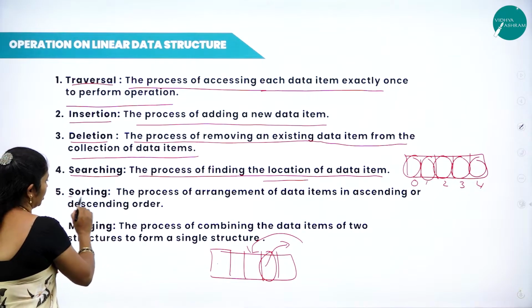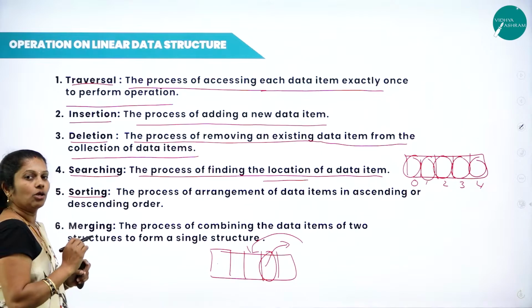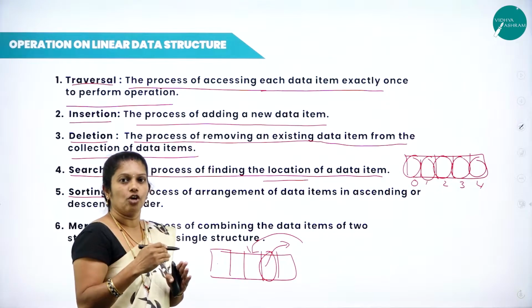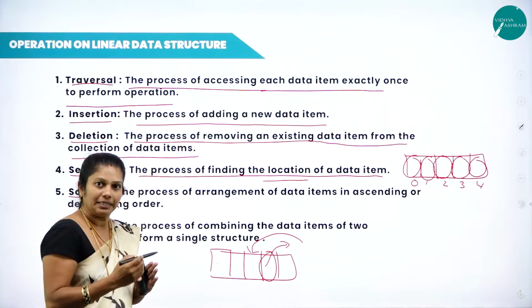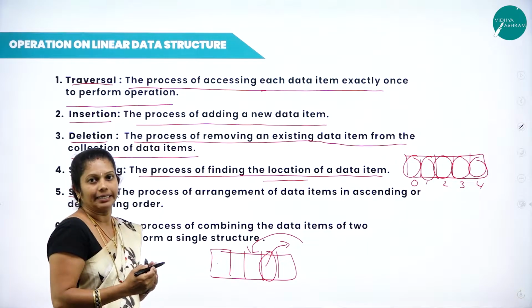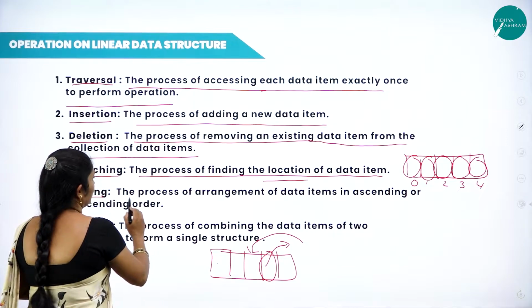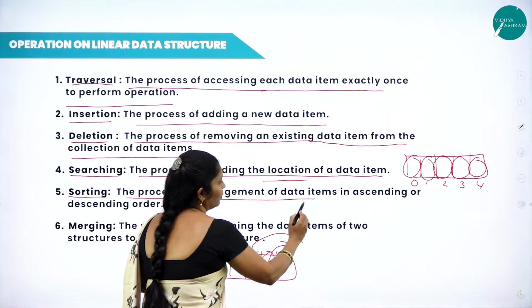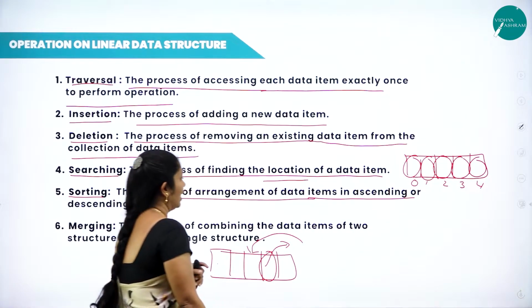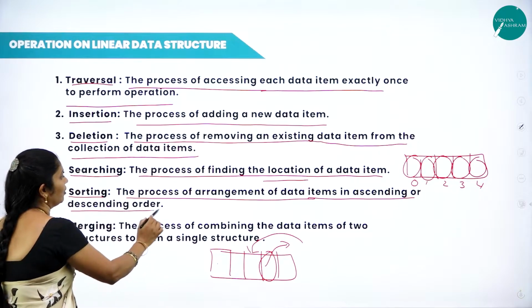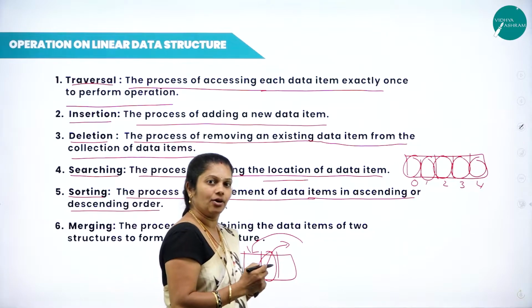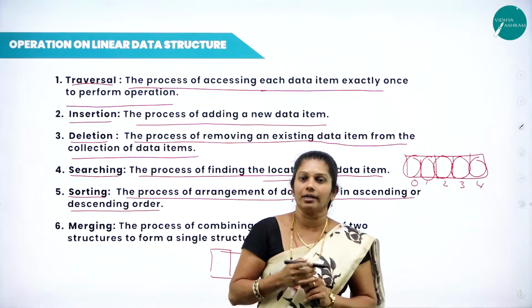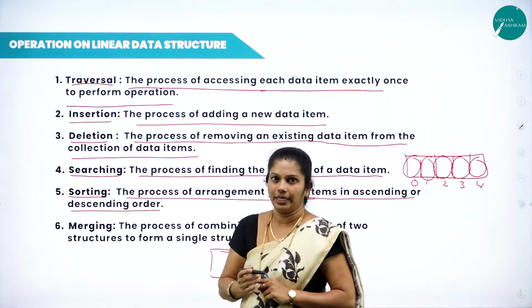The next operation, sorting. Sorting is nothing but a process of arranging the elements in some specific order, where it may be in increasing order or it may be in decreasing order. It is a process of arrangement of data items in ascending or descending order. If I want, I can arrange the elements in ascending order or descending order. That can be called sorting.